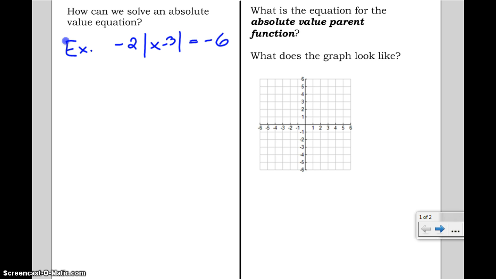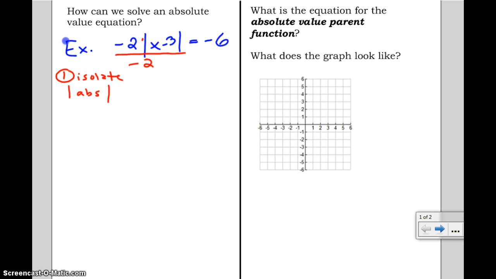The steps that we discussed in class were, number 1, isolate the absolute value. Get the absolute value part alone, which means the straight lines with the stuff in the middle needs to be by itself. So when I look at this one, I see a -2 in front of the absolute value symbols, and I need to get rid of that -2. There's nothing in between, which means -2 is multiplying the absolute value.